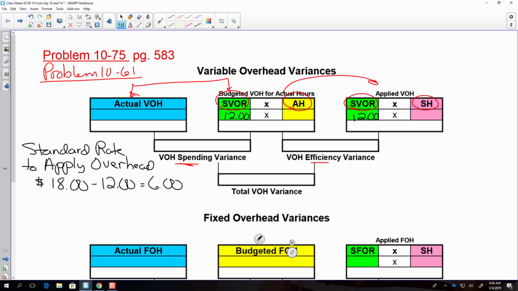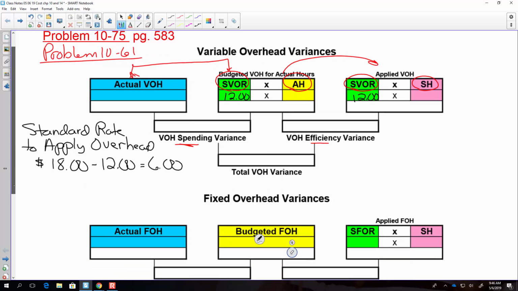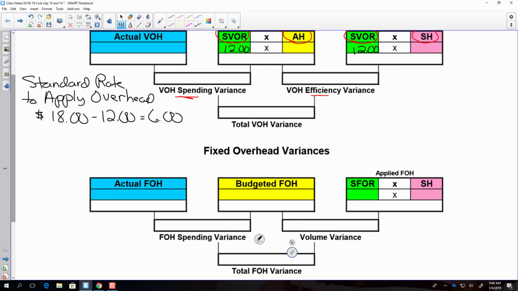So again, more complex than normal. This 6 becomes our standard fixed overhead rate. So that too is new. Just again, trying to pull in Chapter 3's material to get to here as a review.